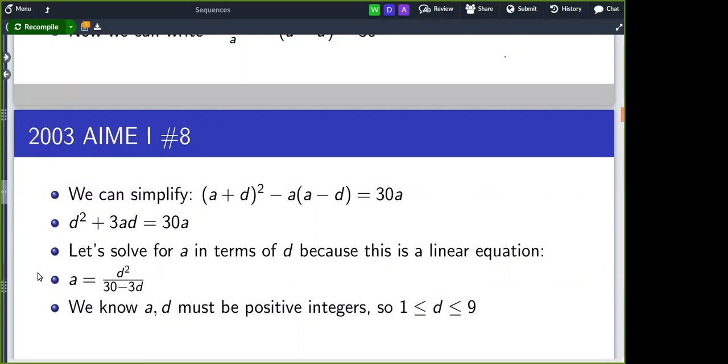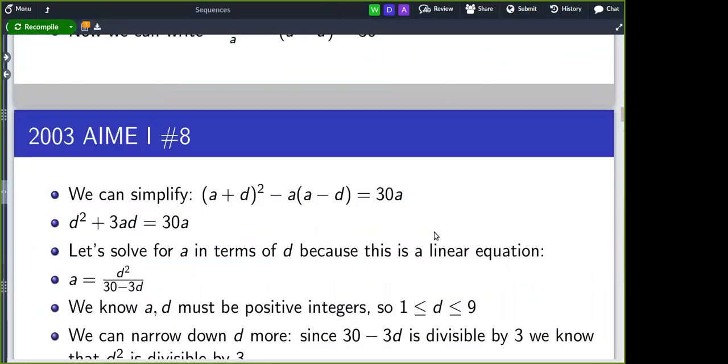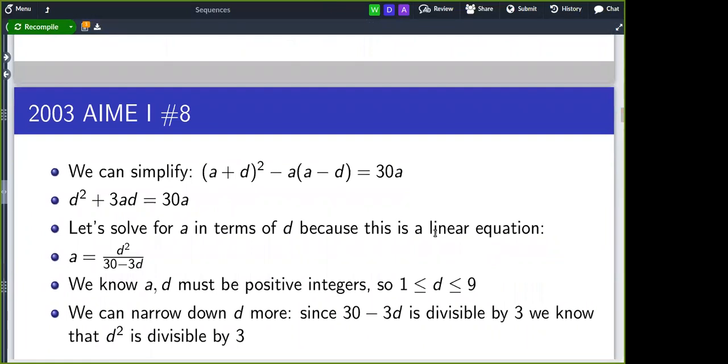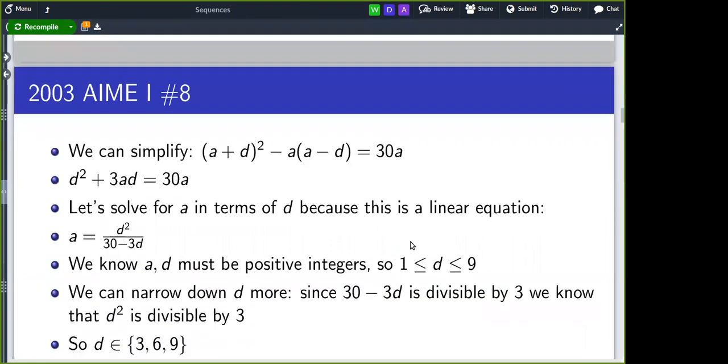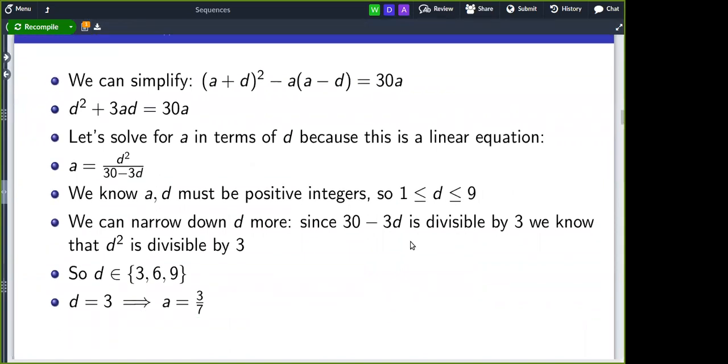Yep, so now we can knock out everything that's not a multiple of 3. It doesn't take too long to notice that d has to be divisible by 3, and that cuts down 6 of the 9 cases. So it's a reasonable use of time. So now we just know that d has to be 3, 6, or 9. So let's just test them all. Well, if d equals 3, that gives you a is 3/7, which is not an integer. So this isn't a solution.